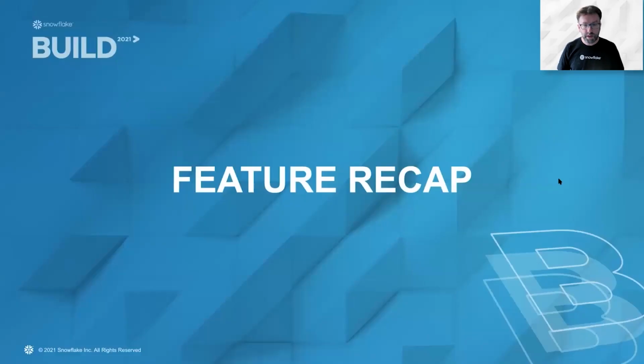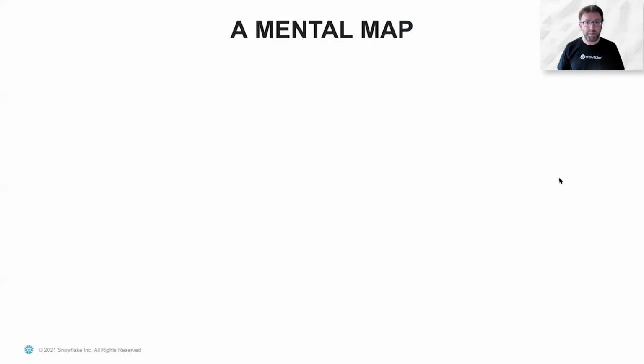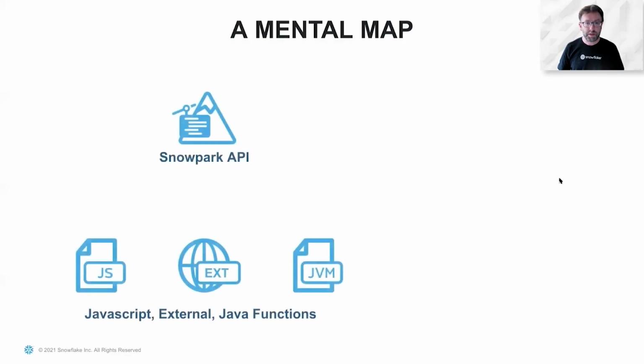So starting with that bit of a feature recap. I like to start with a bit of a mental map when I talk about these features. We're talking about extensibility in Snowflake, and there are some different classes of things that we work with. One class of things are JavaScript functions, external functions, Java functions, which are really JVM functions. We're running a JVM inside the engine. We'll talk more about that. You can run code that's written in Java, but also languages like Scala that run in the JVM.